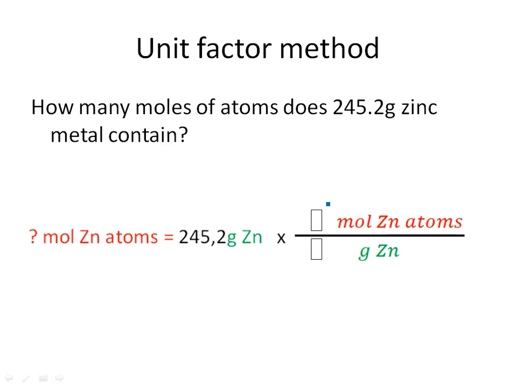Can you answer this question? How many moles of zinc atoms is equivalent to how many grams of zinc? Well, we remember from the periodic table that 1 mole zinc atoms has a mass of 65 grams of zinc. And so we can solve our problem. And the answer is 3,8 moles zinc atoms.